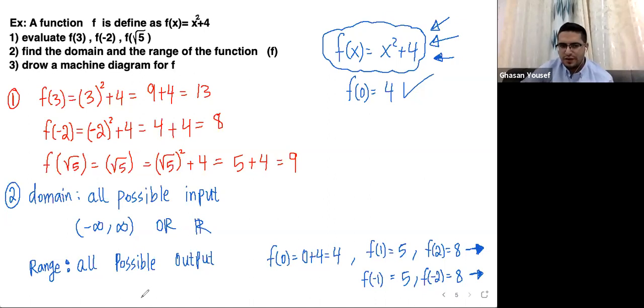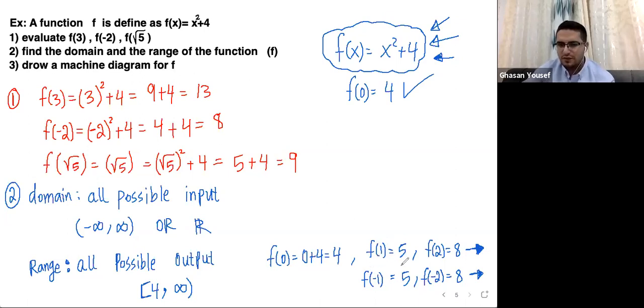So I can say the range starts from 4, and 4 is included, the interval goes to infinity. This is the range: from 4, 5, and goes up. And the same thing, if I plug in negatives, they give me the same answer. Look, f of 1 is 5, and f of minus 1 is 5. f of 2 is 8, and f of minus 2 is 8. So all numbers from 4 to infinity.